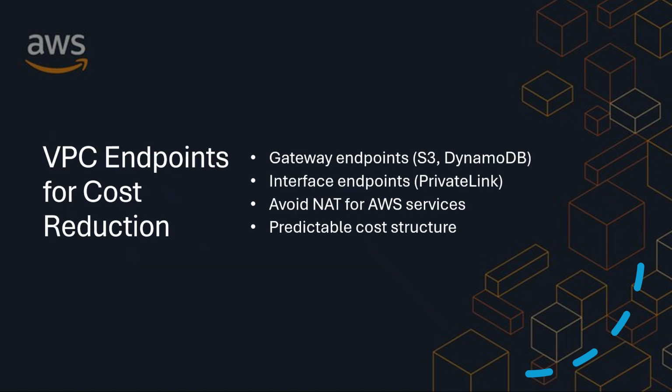VPC endpoints are one of the most effective tools for reducing the network cost. Gateway endpoints for S3 and DynamoDB are free to use and eliminate the NAT gateway charges entirely for these services. Interface endpoints, powered by PrivateLink, allow you private connectivity for many AWS services without going over the internet. While interface endpoints have an hourly cost, they can significantly reduce the NAT charges for high volume workloads. Using the right mix of VPC endpoints results in predictable cost and improved security since traffic never leaves the AWS network.